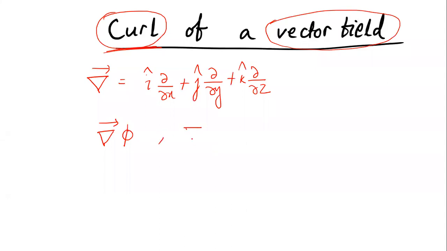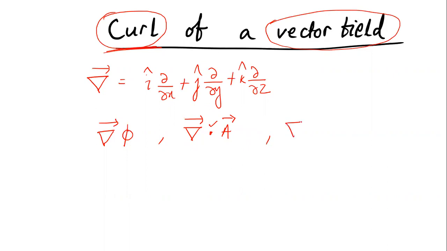Then we discussed the divergence. Divergence is when this operator is operated on a vector with a dot, right? Then it will give you the net flux emerging out per unit volume, the physical significance we discussed.